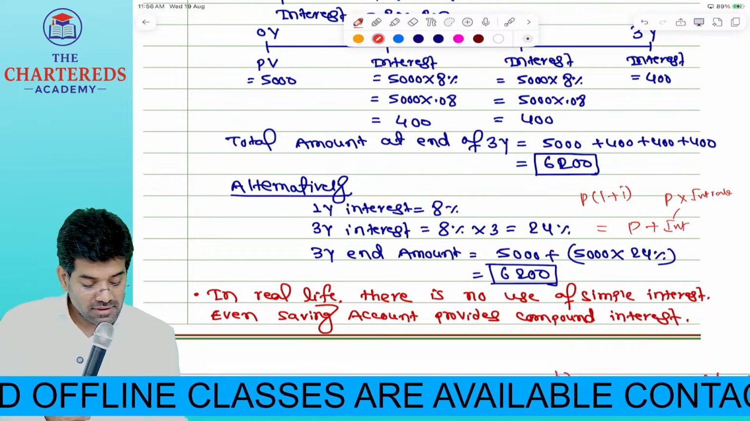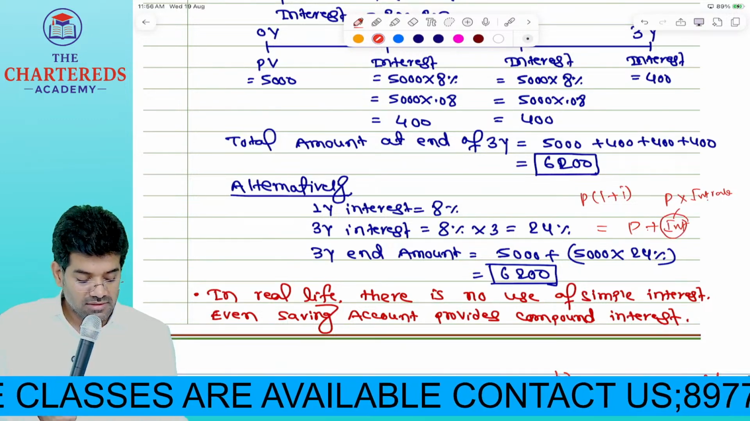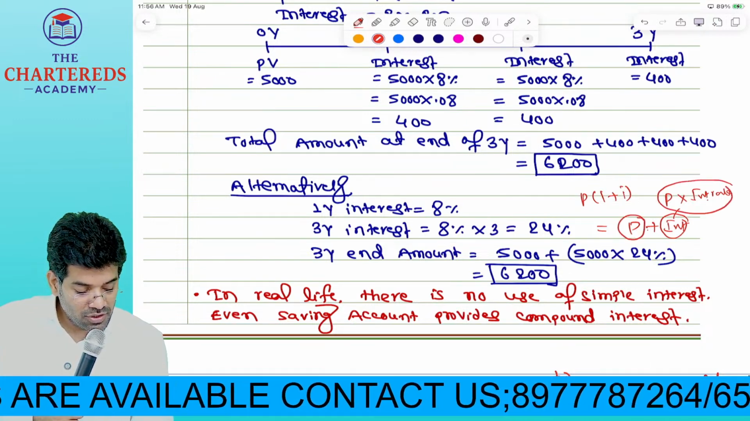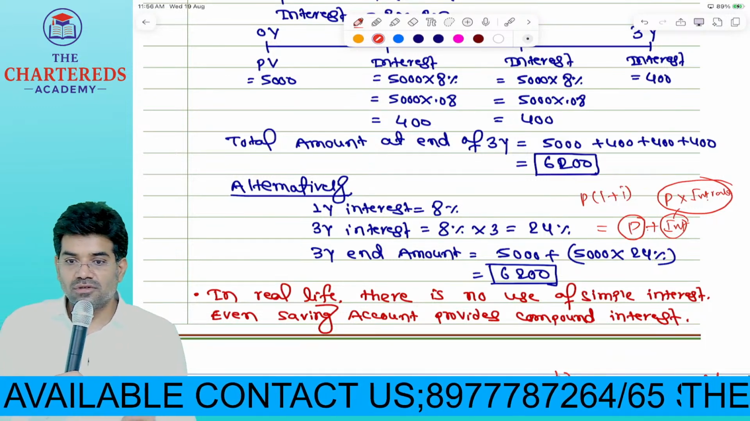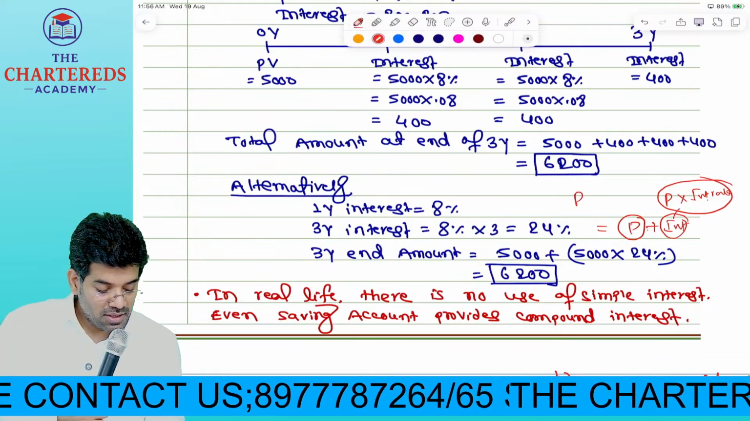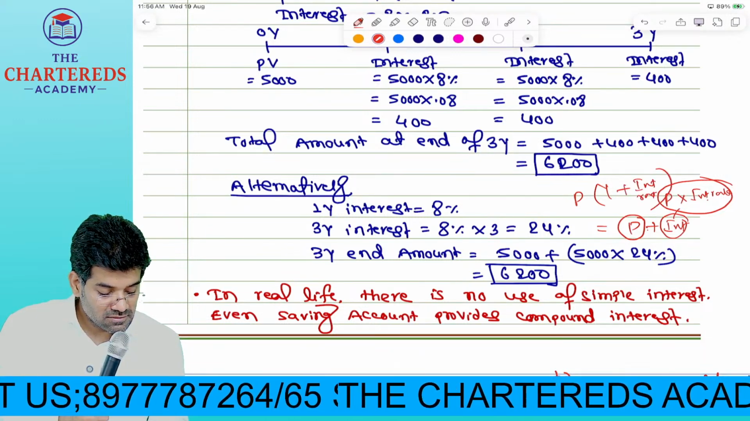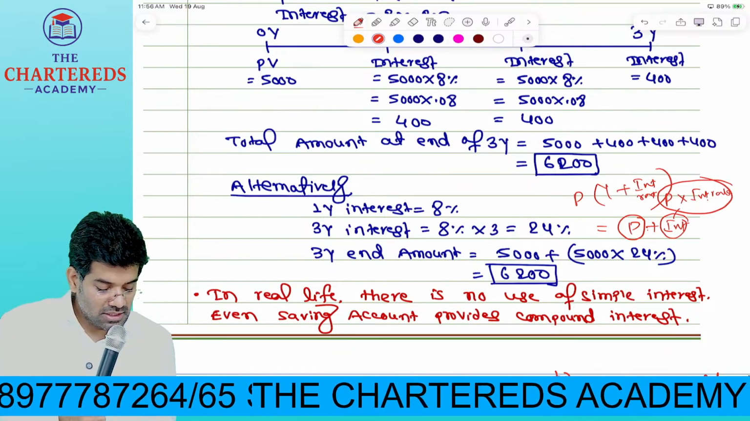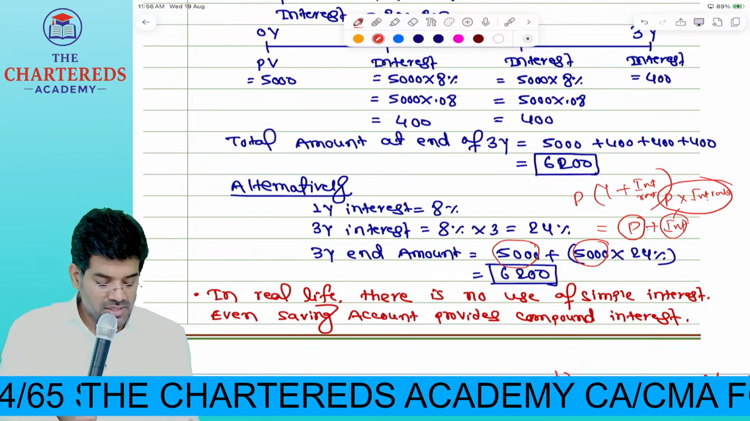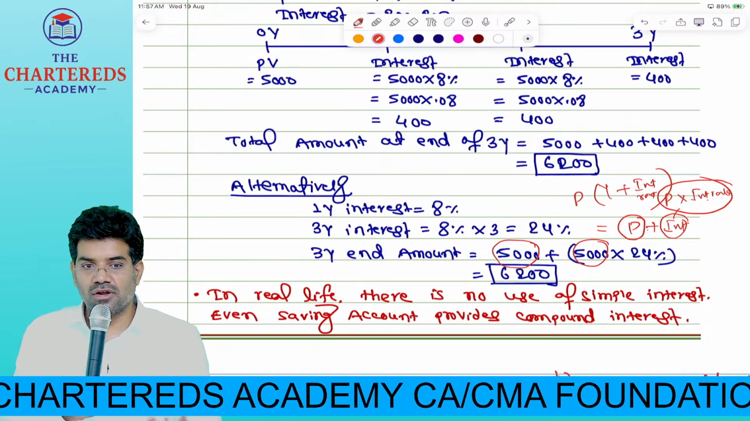Or 1 P plus, in this place I am writing P into, principal plus, how do you get interest amount? Principal amount into interest rate. If I take P common, what am I getting? P common, 1 plus interest rate. Yes or no? Like that you can take 5,000 plus 5,000 into 24%. You can take 5,000 common, 1 plus interest rate. That means 1.24 into 5,000.